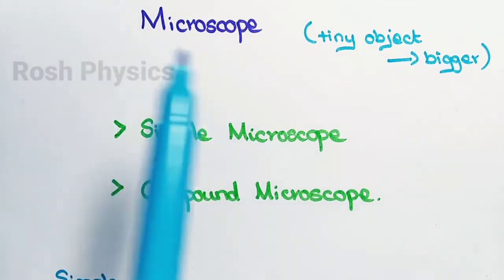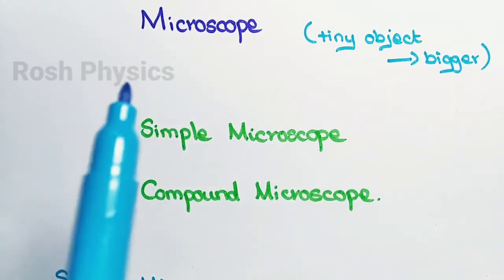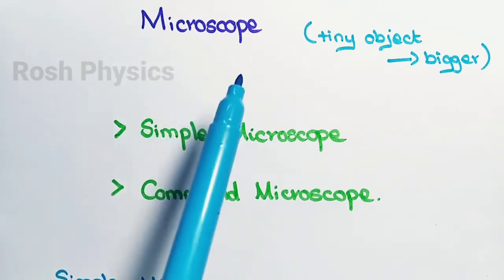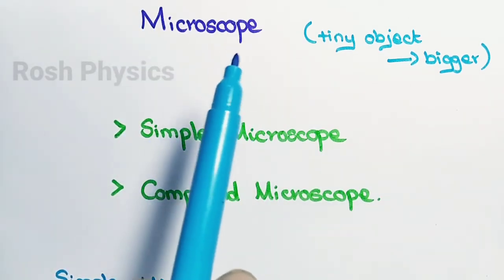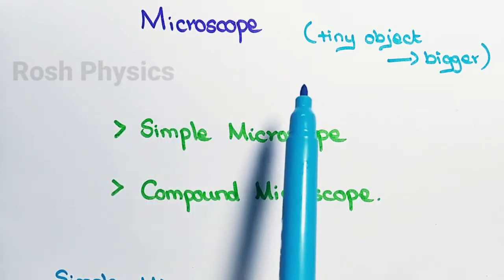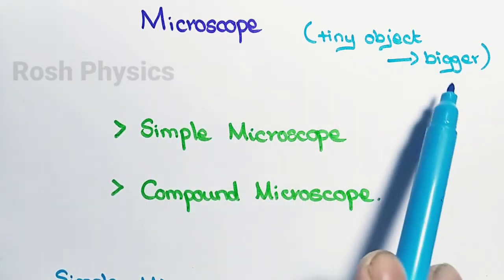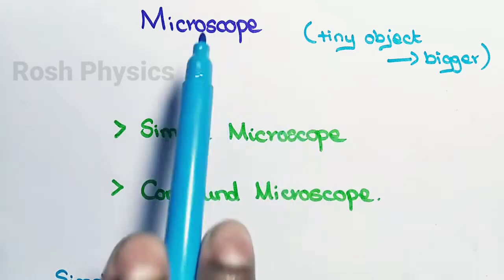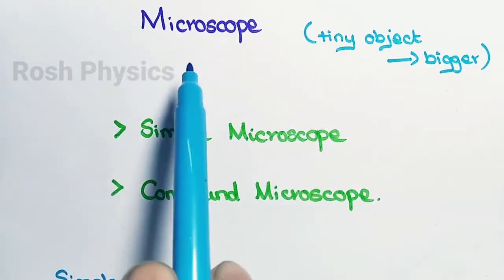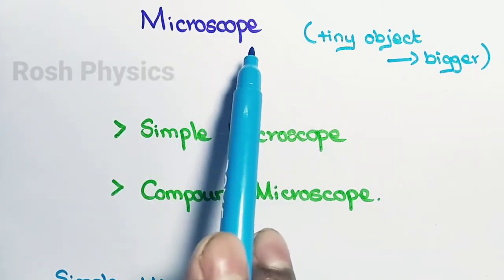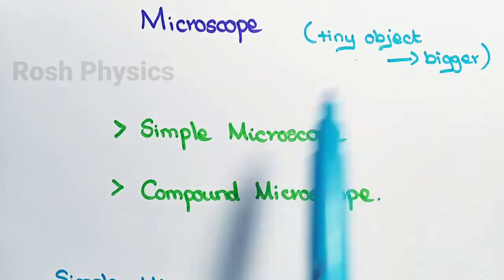Before getting into the topic, let me tell you what a microscope is. A microscope is a device or an optical instrument that helps you to see a tiny object in a bigger size. A microscope is a device or an optical instrument that helps you to see a tiny object in a bigger manner.